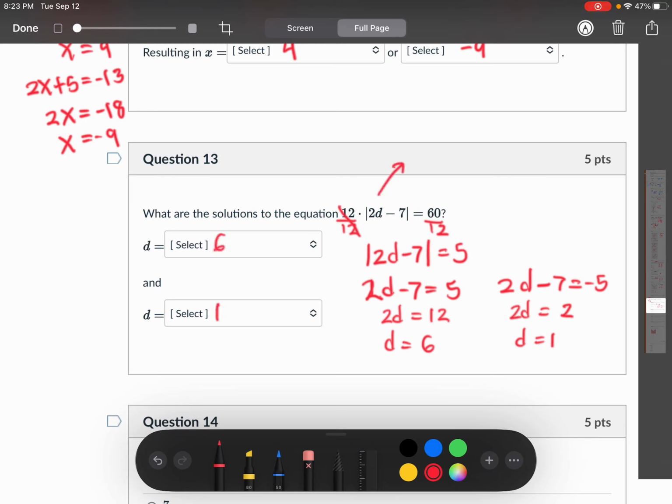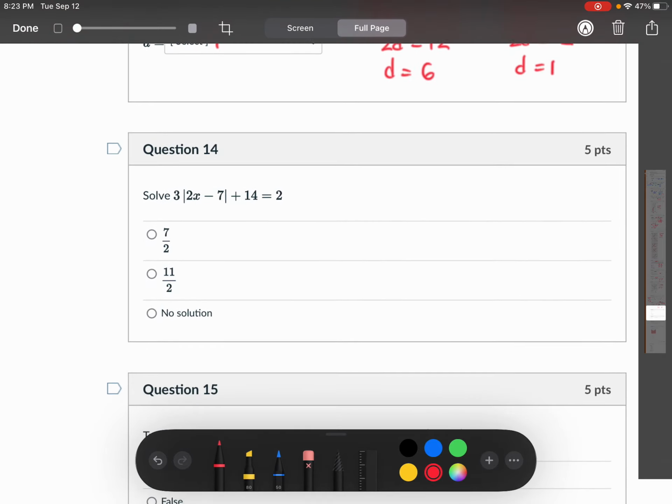So what I was trying to tell you is that you can do 2 cases, but you have to make 2 cases if you wanted to distribute that 12. But I think in general, it is better to try to isolate the absolute value first. You could have distributed then, but do not distribute before then. That could lead to many painful mistakes later on in the course.